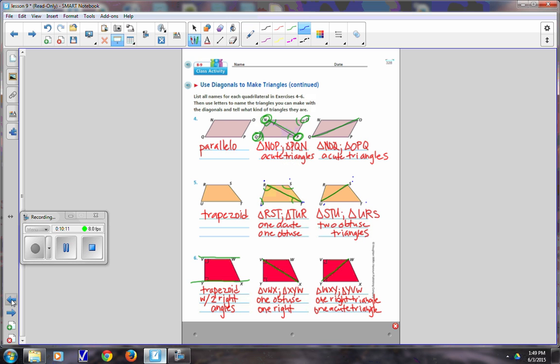So triangle V, W, X would be the obtuse one, because that angle is larger than 90 degrees. And triangle X, Y, W is a right triangle. Similarly here, we have W, X, Y, which is acute, because all of these are smaller than 90 degrees. And then Y, V, W is a right triangle. Now, like I said, if you need to pause, you can pause, but hopefully there's a pattern to this, and it's partly practice naming our figures.